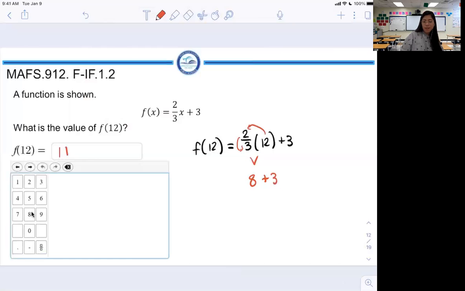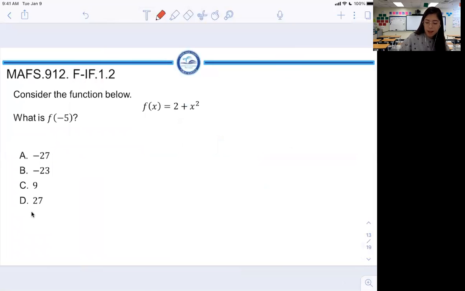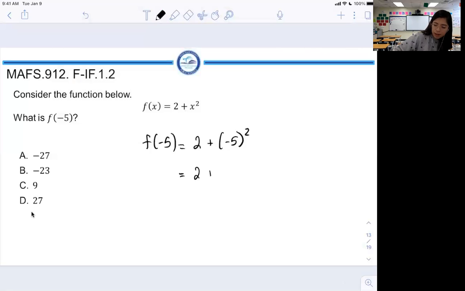All right. Questions on this one? Here's another. What is f of negative 5? Go ahead. Mental math. What do you get? 27. Good. What's important for this one? Because I'm seeing some different answers. Negative 5 times negative 5. Since that 5 is negative, don't forget 2 negatives make a positive. So negative 5 times negative 5 is positive 25. 2 plus 25 is 27.